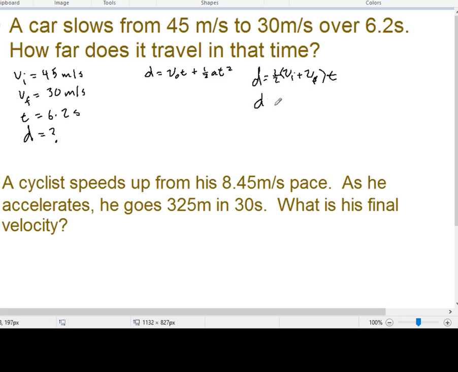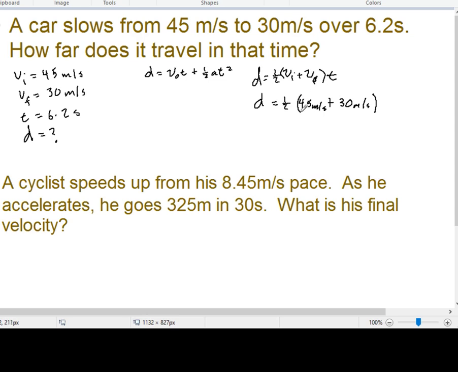Let's see what we've got. D equals 1/2. VI is 45. Now in this case it doesn't matter if you switch them around because they're just added together. But in some cases, it'll matter if you get VF in the wrong place or VI in the right place or what have you. But 45 plus 30 meters per second.